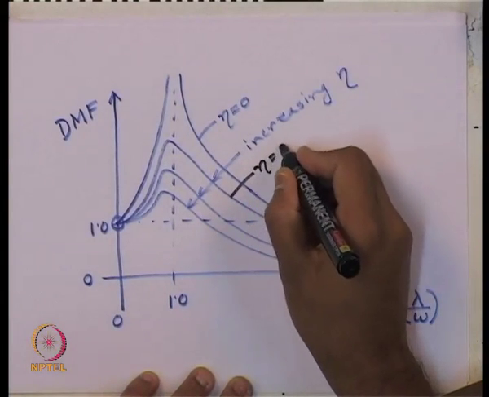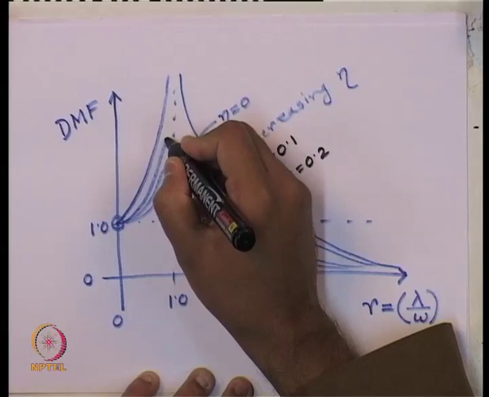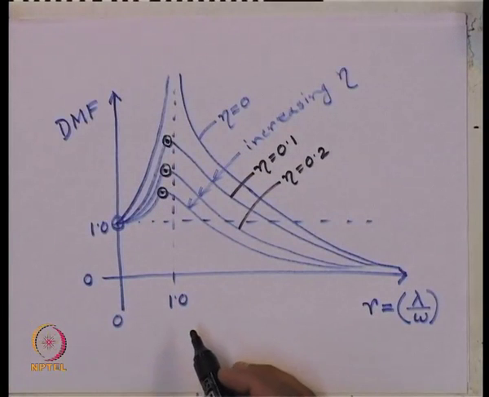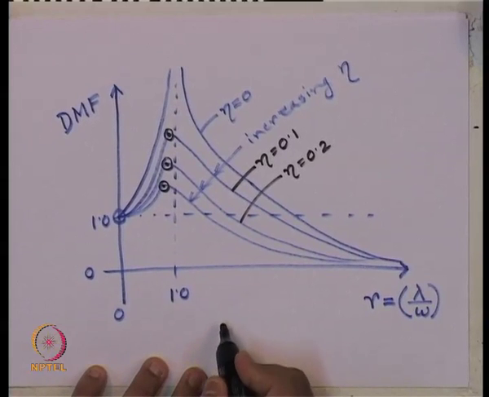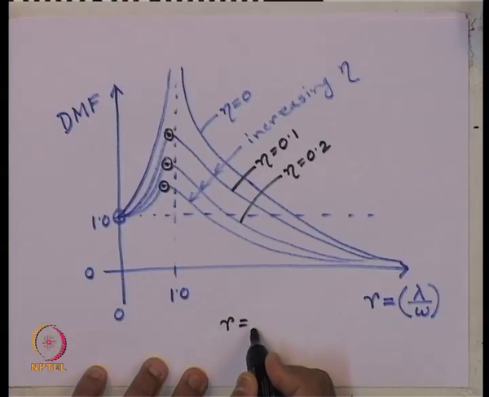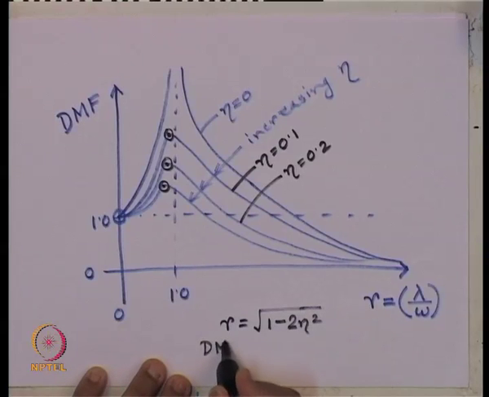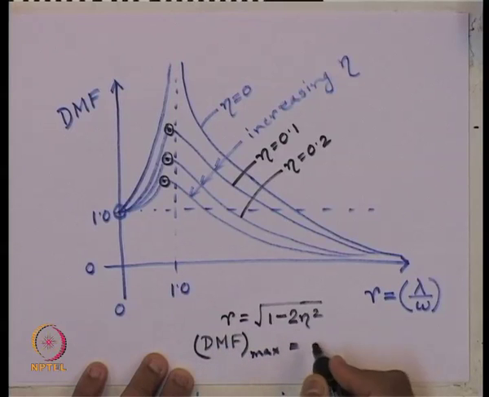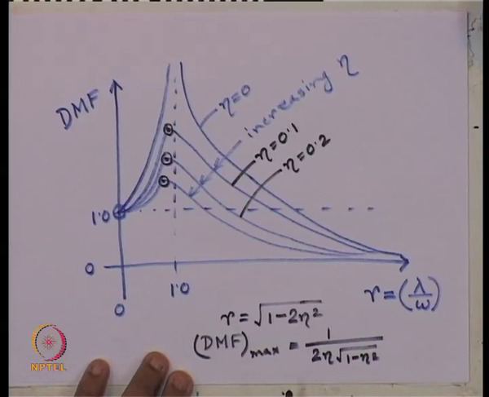So, suppose, as I said, eta 0.1, say eta 0.2 like that, and the maximum occurs just before r equals 1, and the value of r where DMF is maximum is r equals root over 1 minus 2 eta square for DMF max, and that value of DMF max is 1 by 2 eta root over 1 minus eta square. That is the maximum value of dynamic magnification factor.